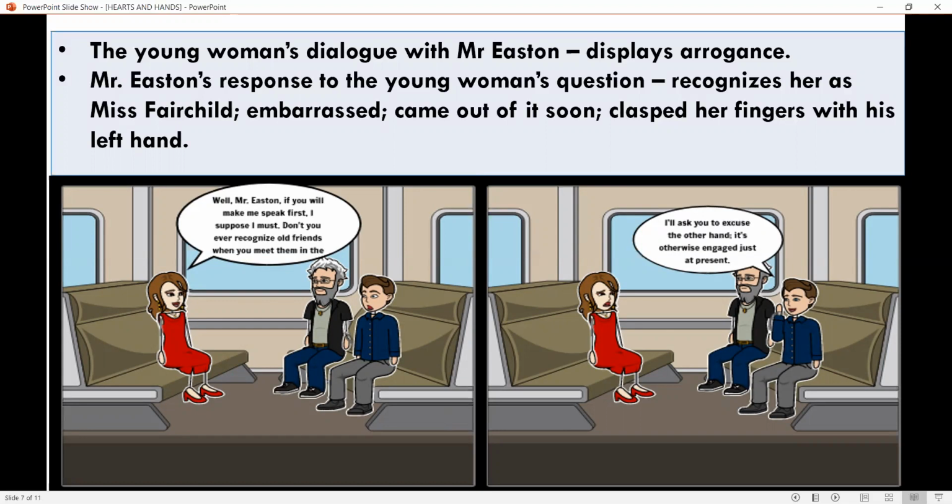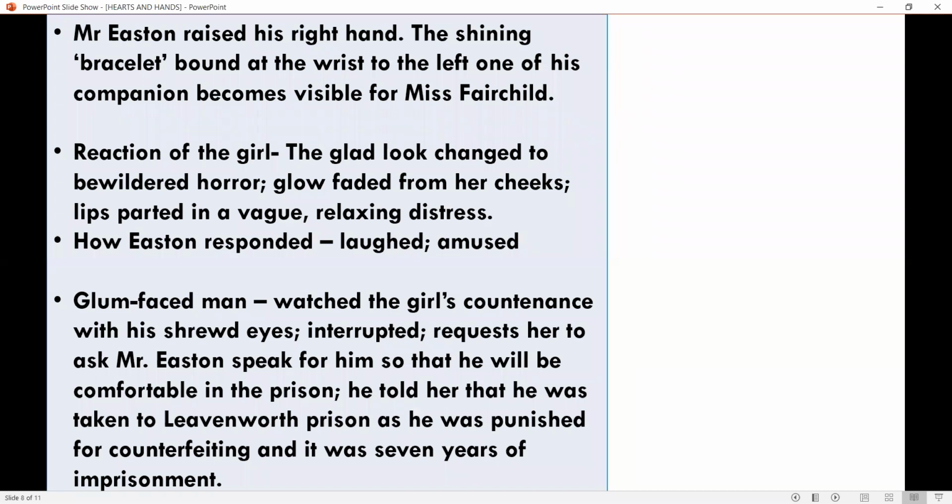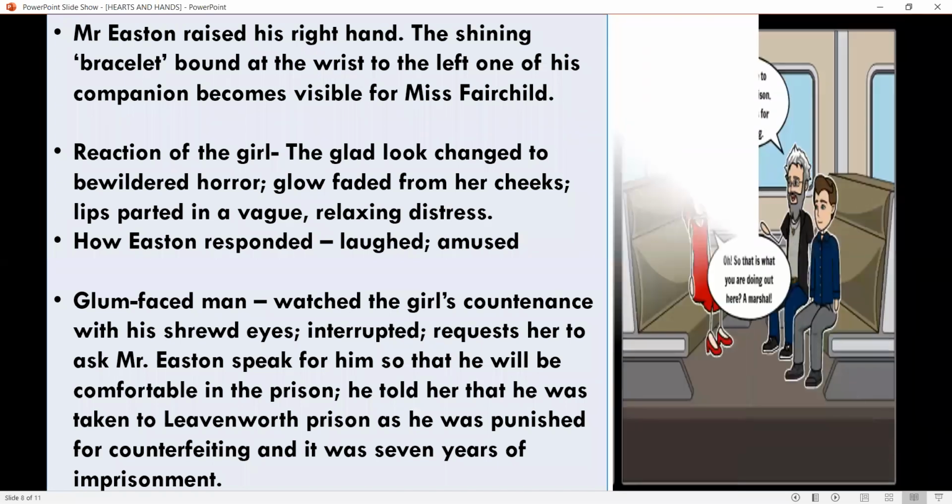So you come to know that the young lady's name is Miss Fairchild, and this man recognizes her. Mr. Easton, the handsome man, smiles at her and tells her, please excuse my other hand because it's already engaged. That means that his right hand is handcuffed. All right. I hope you understood this. Okay, let's move to the next paragraph.